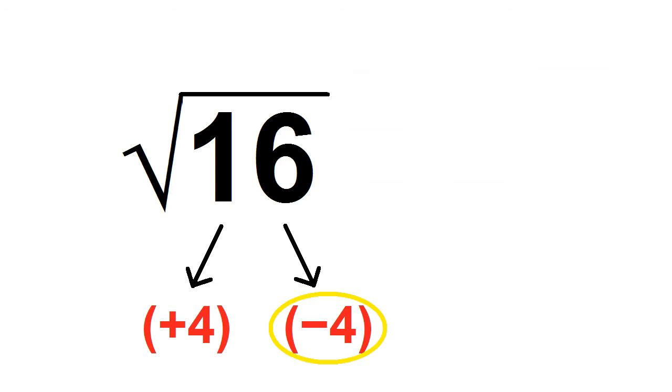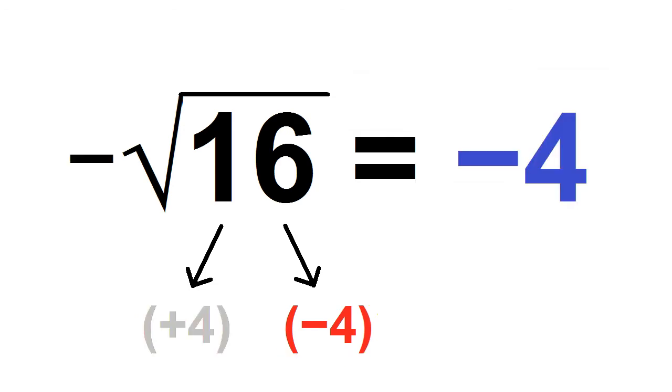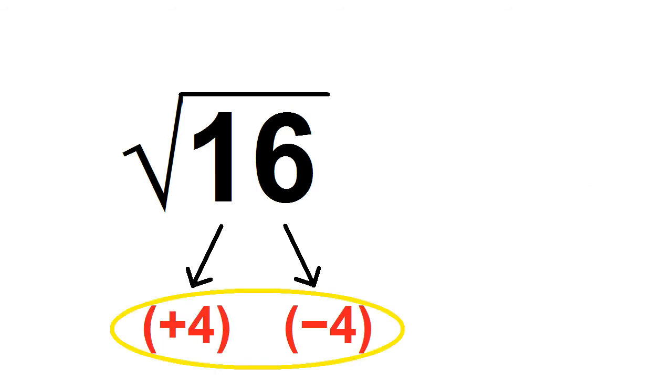If you want to find the negative square root, you put a negative sign in front of it, which in this case would be negative square root of 16. And if you're looking for both the positive and the negative square roots at the same time, you would write plus or minus square root of 16.